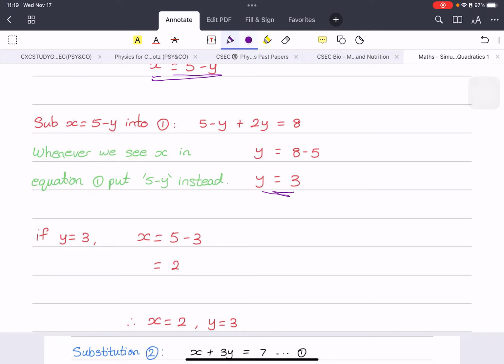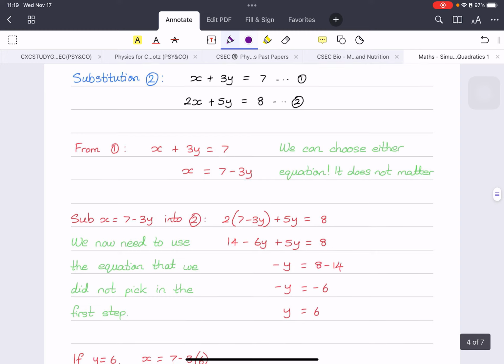Done. Okay, let's take one more example. Here we have another example. So we can choose any equation. Let's choose 1 this time. So from 1, x plus 3y equals 7. And therefore I just choose to make x the subject of the formula. Very simple. X is equal to 7 minus 3y.